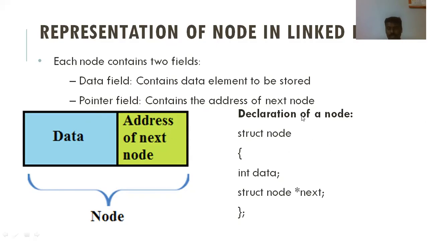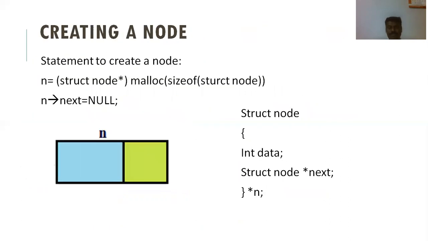Declaration of a node. Under the declaration of a node, struct is the keyword for a structure, and node is the structure name. Open and close braces, and within them, ending with semicolons, you insert the node values: integer data, and struct node pointer next.